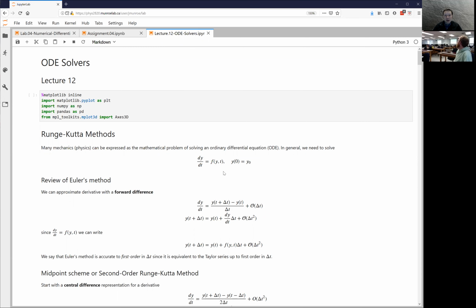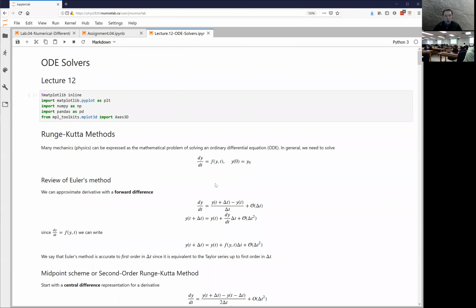Every one of these ordinary differential equations starts with some initial condition. So this is sort of a general way of writing lots of different types of ordinary differential equations. Sometimes these are called dynamical systems. We've already learned one way of solving these kind of ODEs, and that's using Euler's method.